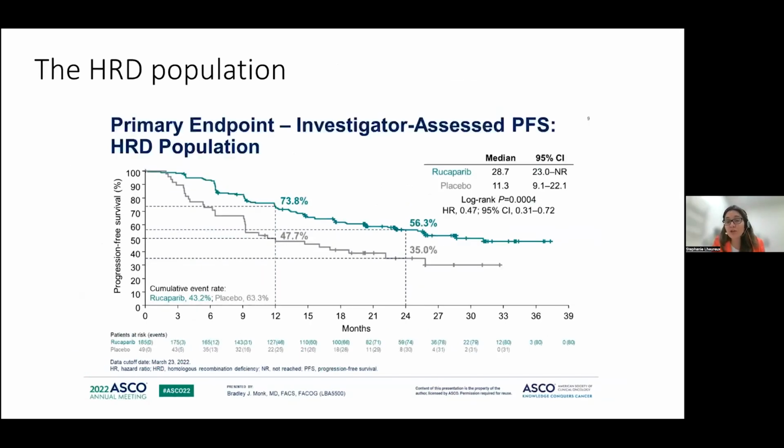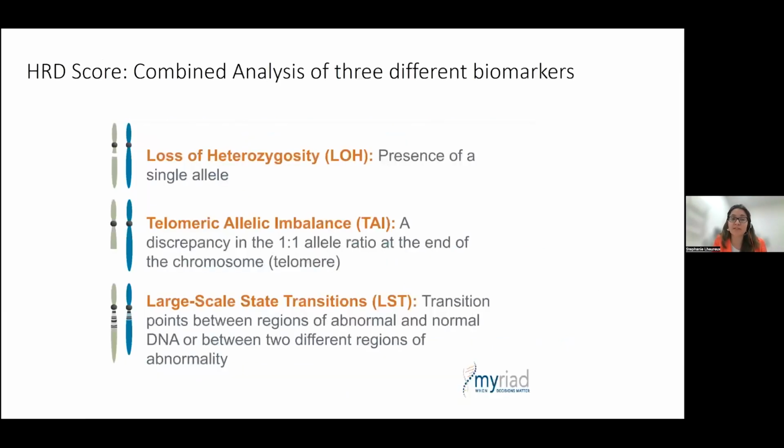And again, when you look at the HRD population, which was the same test that was used before, the median PFS was 28.7 months versus 11 months with placebo. So definitely now PARP maintenance is in practice for the first-line treatment in high-grade serous ovarian cancer. But we still have some limitations.